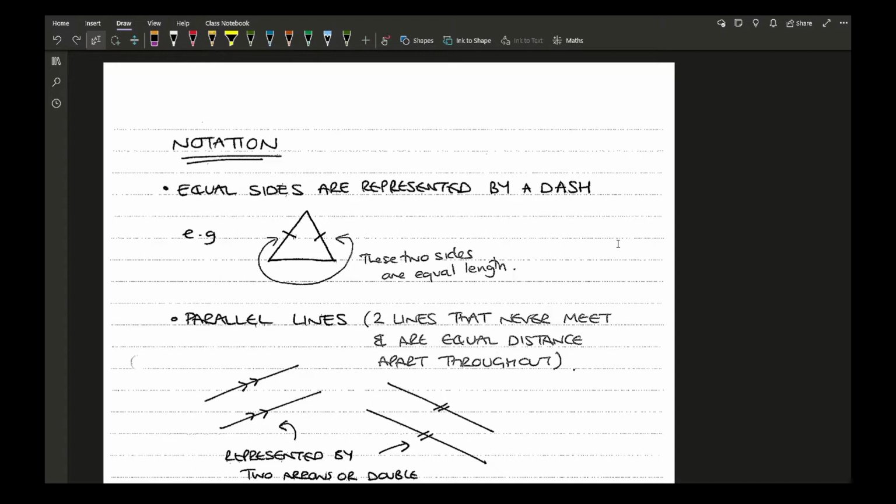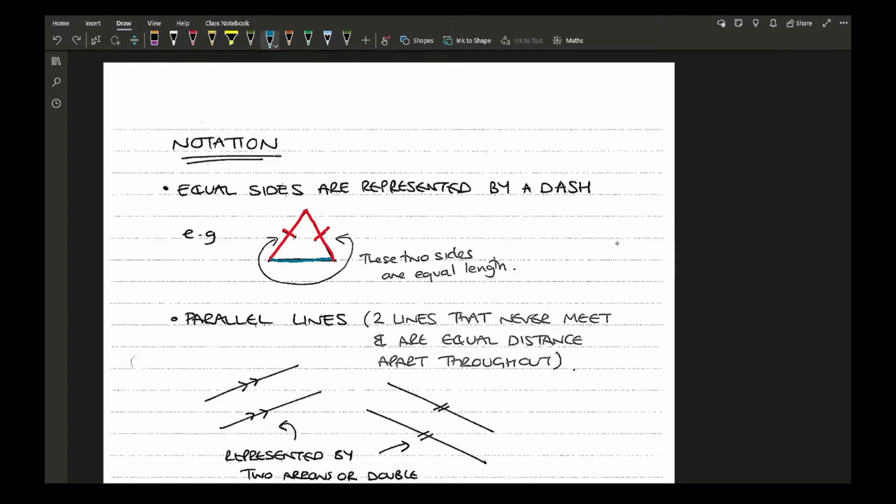Now usually equal sides are represented by a dash. So if a shape has got equal sides and lengths, then you'll find that it's got two dashes on the line to represent that those two particular lines are equal. So for example, here on this triangle, we've got two equal sides. So it means that this side here is the same length as this side here, which therefore would represent that this is an isosceles triangle. And because there's no dash on the base of this triangle, that would mean that it's a different length to the sides that I've marked in red. And again, what we do is usually mark that with a little dash on the lines to represent that they are the same.